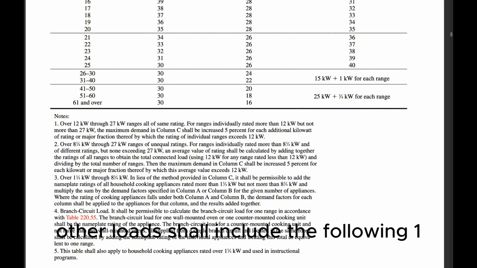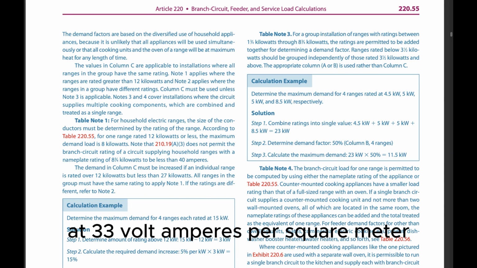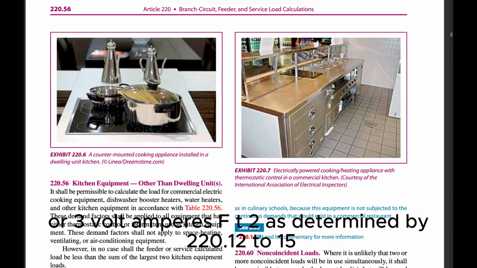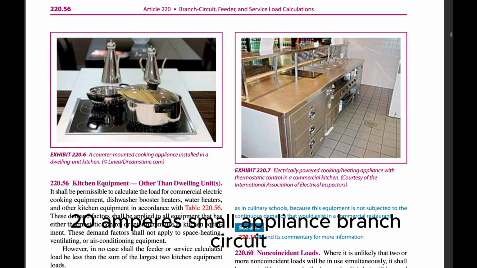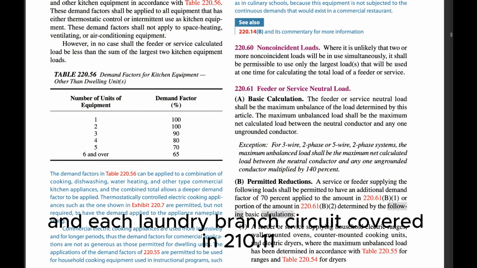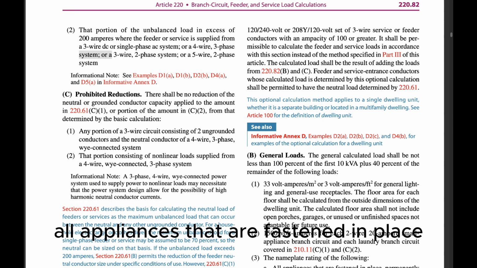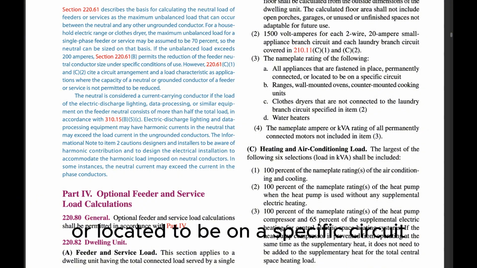Other loads shall include the following: 1. General lighting and general use receptacles at 33 volt-amperes per square meter or 3 volt-amperes per square foot as determined by 220.12; 1500 volt-amperes for each 2-wire, 20 ampere small appliance branch circuit and each laundry branch circuit covered in 210.11(C)(1) and (C)(2); the nameplate rating of the following: A. All appliances that are fastened in place, permanently connected, or located to be on a specific circuit.